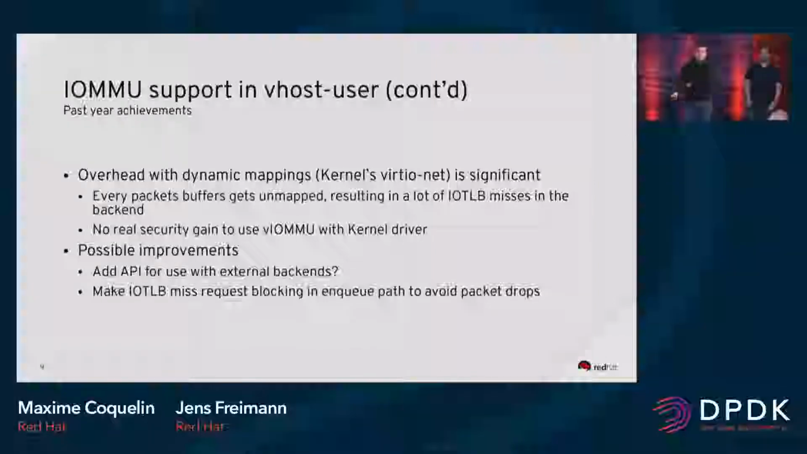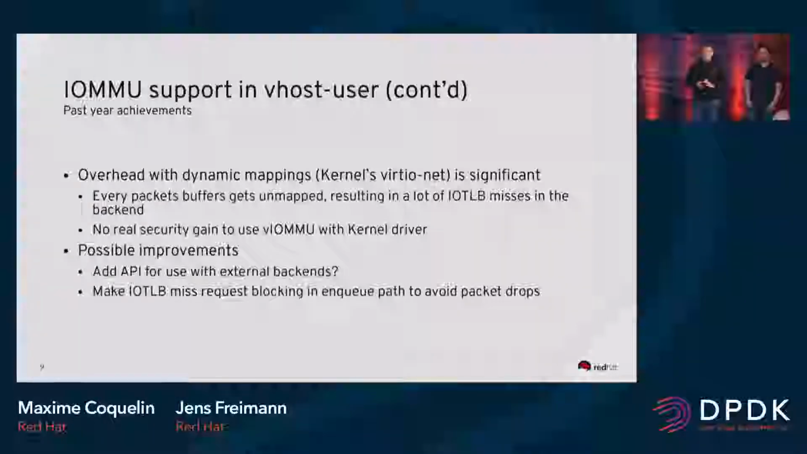When we use the Virtio kernel driver, this is another story. In this case, the overhead is really significant because we have a dynamic mapping. Each time a packet buffer is processed, its buffer gets unmapped. So on the Vhost user side, it results in receiving an IoTLB invalidate. The next time we try to access the same buffer or any other buffer, we get an IoTLB miss, and so it adds a big overhead. There is not much we can do to avoid this.